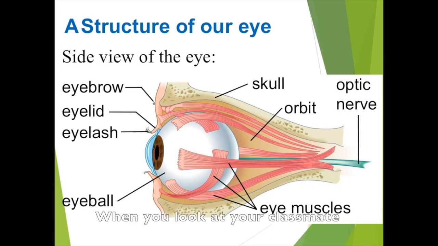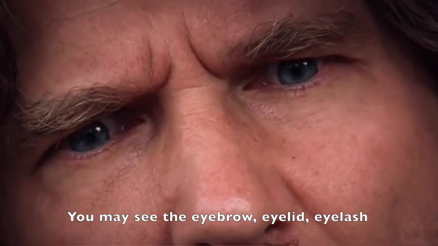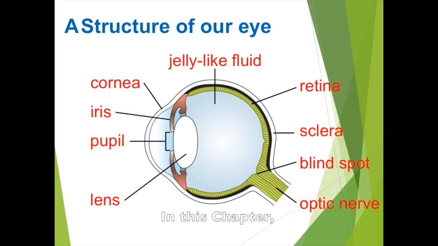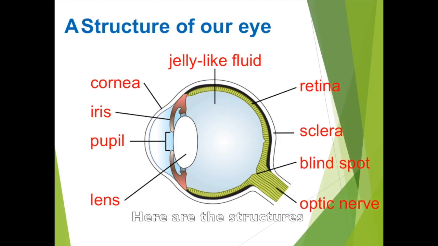When you look at your classmate, you may see the eyebrow, eyelid, eyelash, and a part of the eyeball. In this chapter, we will look into different parts of our eye, for example their functions and their structure. And here are the structures we are going to talk about.